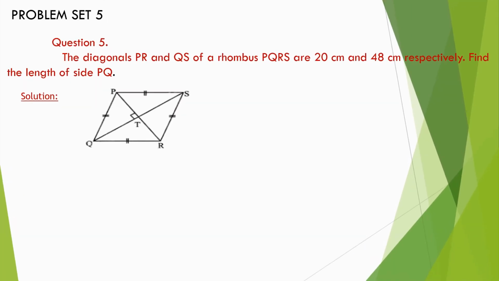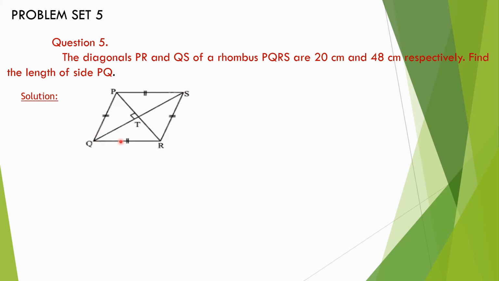Question number 5. The diagonals PR and QS of a rhombus PQRS are 20 centimeter and 48 centimeter respectively. Find the length of side PQ. Here the figure PQRS is a rhombus. In this figure the diagonals PR and QS are given, 20 centimeter and 48 centimeter. And here we have to find the length of side PQ. You already know that all sides of a rhombus are congruent.